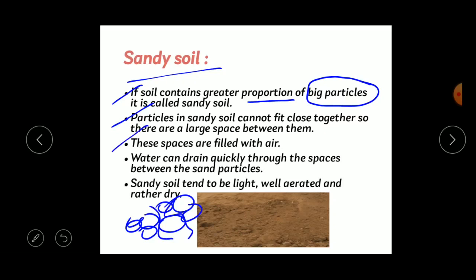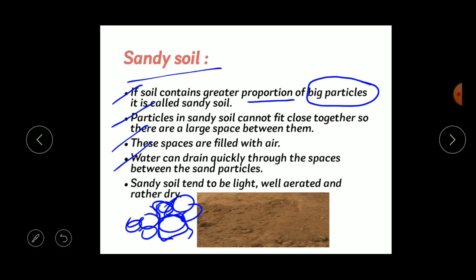The next point is these spaces are filled with air. The empty spaces between the sandy soil particles are filled with air, that's why the sand is well aerated.